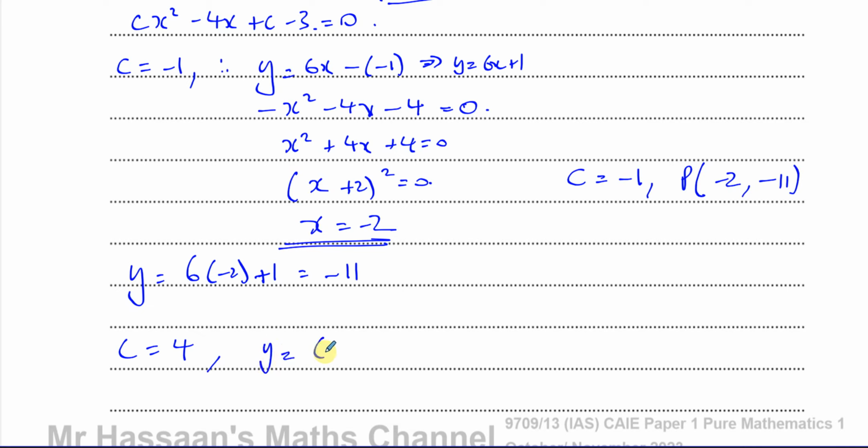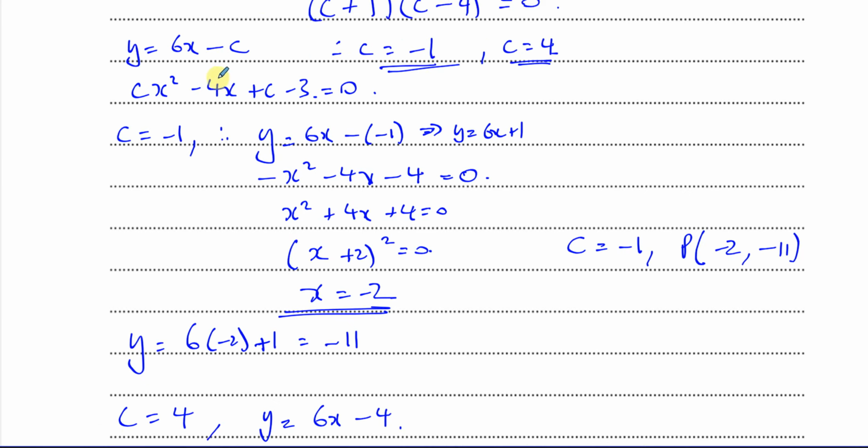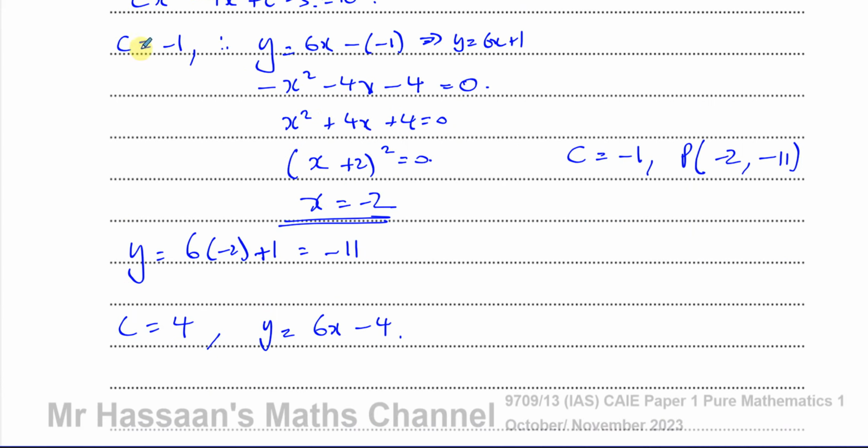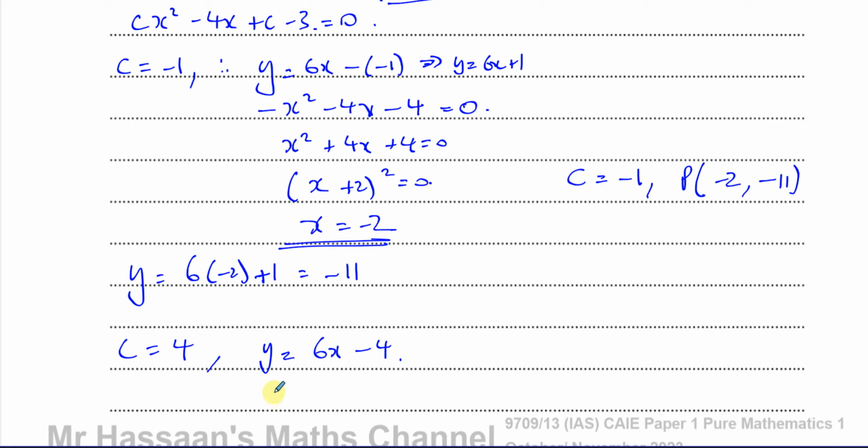So when c equals 4, remember we have y equals 6x minus 4. This time that's 6x minus 4, because we know that y equals 6x minus c, and instead of c, we're going to write 4. So we'll have 4 times x squared minus 4x plus 4 minus 1, which is 1, equals 0.